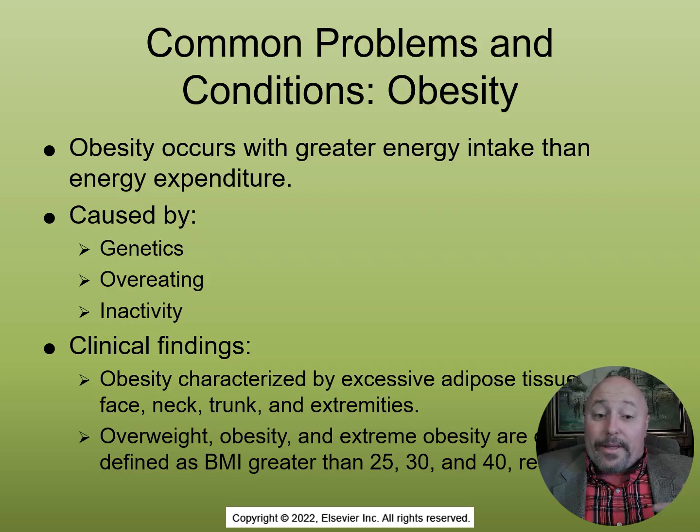And wrapping up with obesity. Obesity occurs with greater energy intake than energy expenditure, though this can be further exacerbated by things like genetics, as well as overeating and inactivity. Overweight, obesity, and extreme obesity are going to be defined as BMIs greater than 25, 30, and 40. And just as we talked about, undernutrition is going to be categorized as under 18.5. So everything 18.5 to that 25 is going to be a normal, healthy BMI.